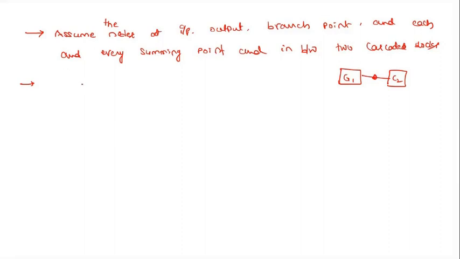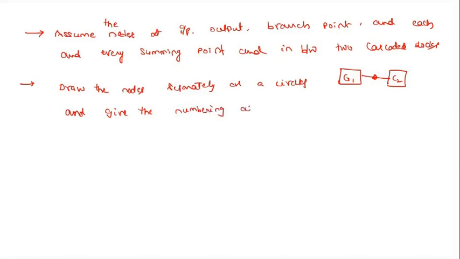And the second point is draw the nodes separately as small circles and give the numbering as 1, 2, 3 and so on up to n. Suppose you have 5 nodes, you can draw the nodes as circles and give the numbering as 1, 2, 3, 4 like that. That is the second point.